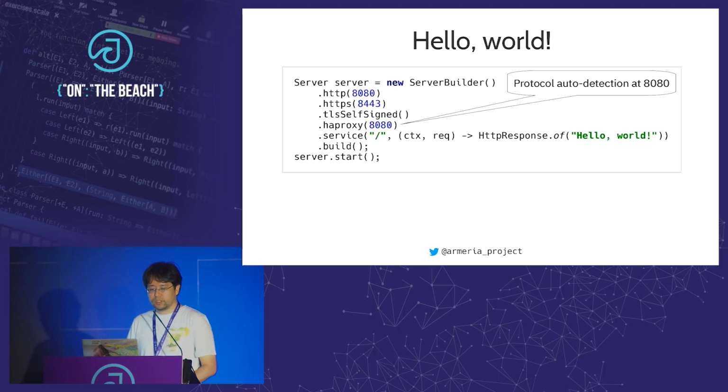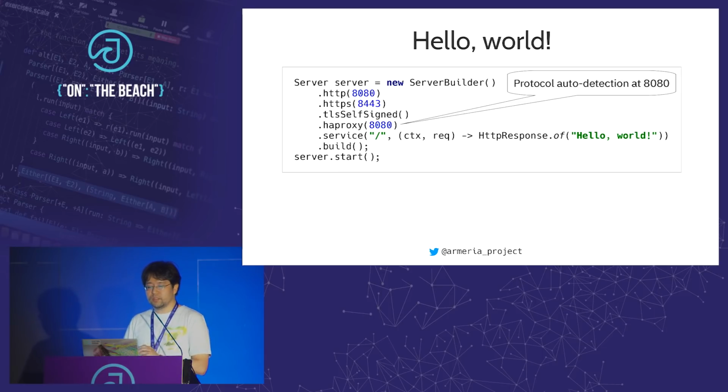What's interesting here is that you specify the same port with HTTP on 8080. In this case, we do protocol auto-detection based on the network input. Armeria will determine if the protocol is HTTP or HAProxy protocol, and then it will automatically switch the protocol, which is pretty interesting, and it can be very handy when you do not want to open multiple ports due to some technical or political issues.